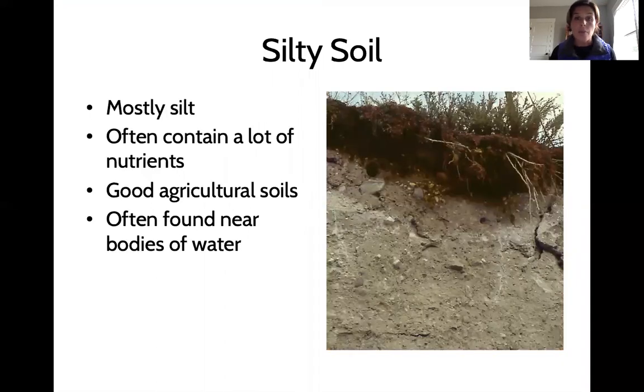Silty soil might be a better choice for your garden. It's mostly silt. It often has a lot of nutrients, which makes it a really good farming soil. You can find silty soil oftentimes around bodies of water, like maybe a river. Every time that river floods and deposits all those things on the side, some of the things that it deposits is silt. So you've got a lot of nutrients that build up around those rivers.